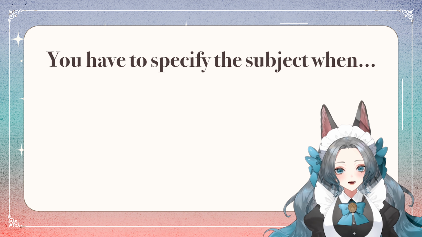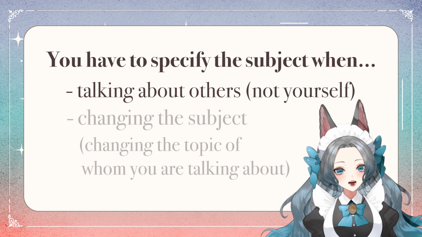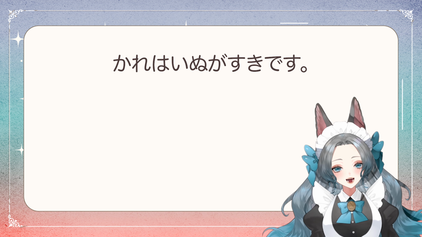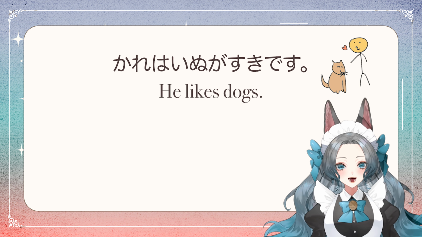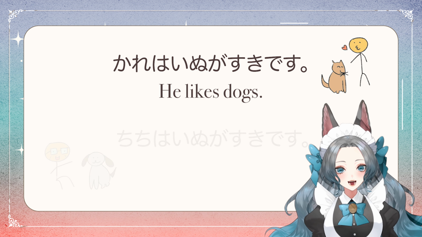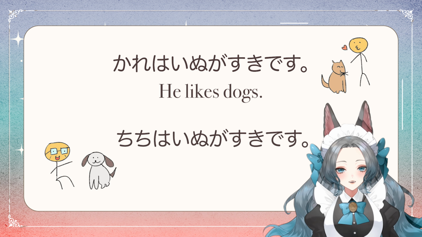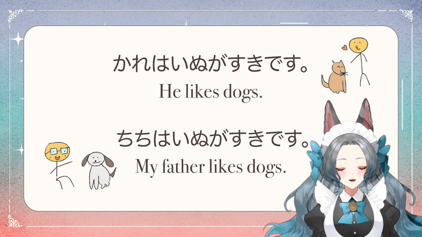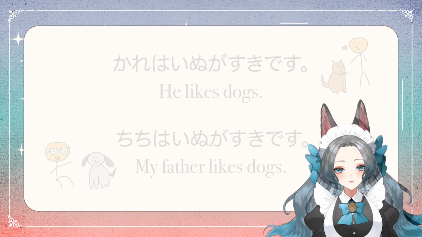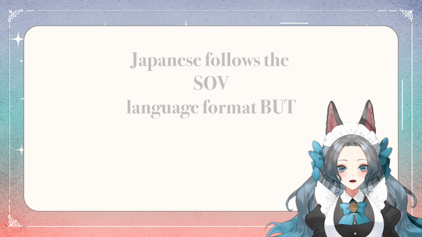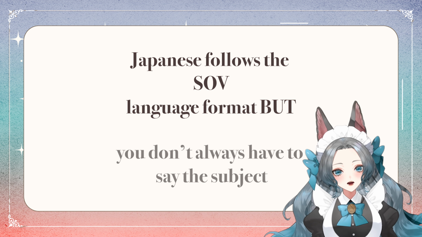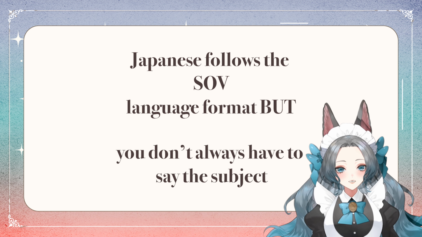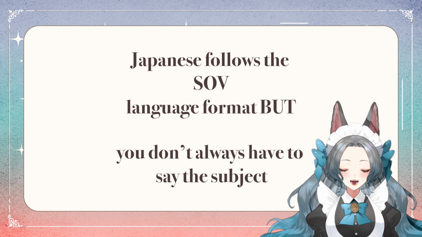You will have to specify the subject, for example, when you're talking about others, like 彼は犬が好きです, which will mean he likes dogs. Or 父は犬が好きです, which means my father likes dogs. So, Japanese, although it falls under the SOV sentence structure, just know that unlike English, you don't always have to say the subject or the I in the beginning of the sentence.